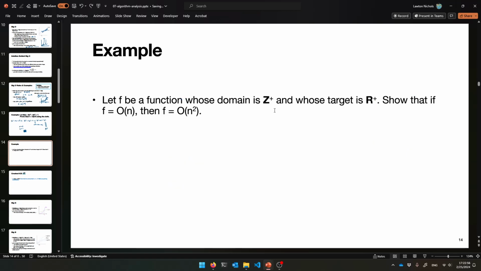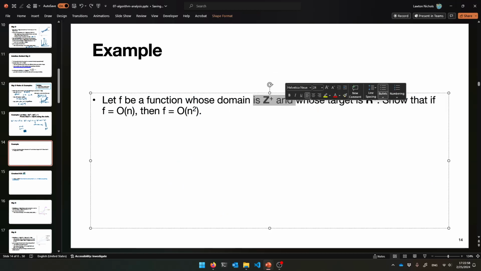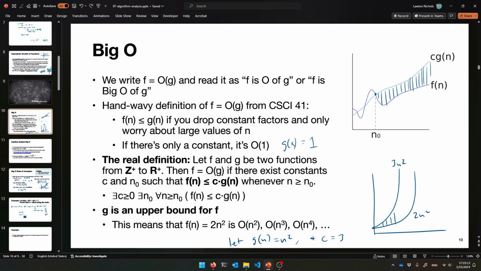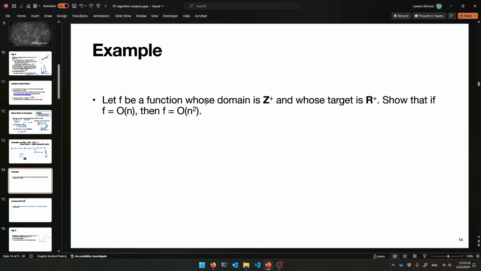Let f be a function whose domain is the positive integers and whose target is the positive reals. Let's show that if f is big O of n, then f is also big O of n squared. You could make it bigger and it's not really telling you any information. It wasn't the tightest bound. Like this is n squared and n cubed and big O of n to the 4th. You can always go bigger. Any bigger function is fine. So let me show that to you.